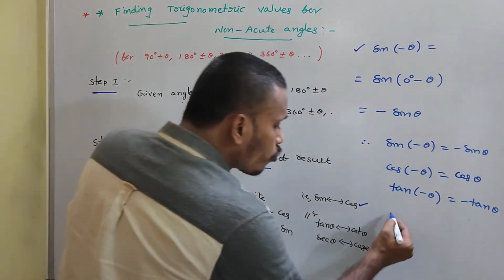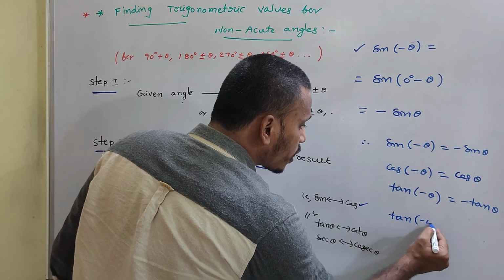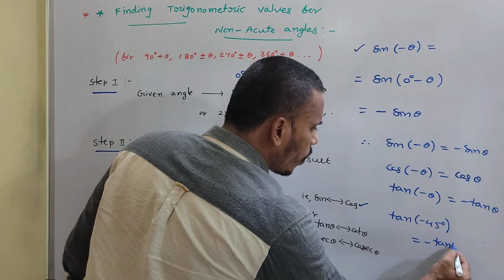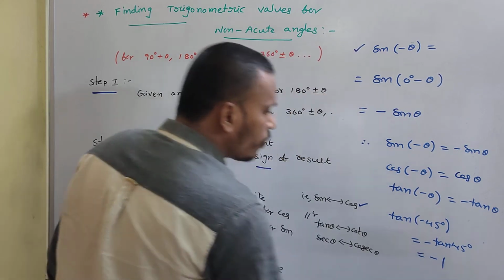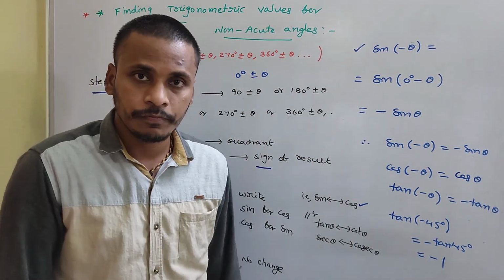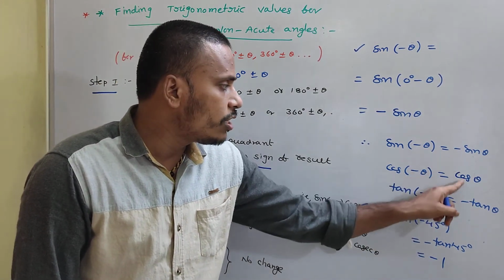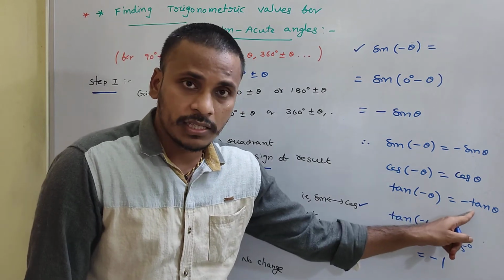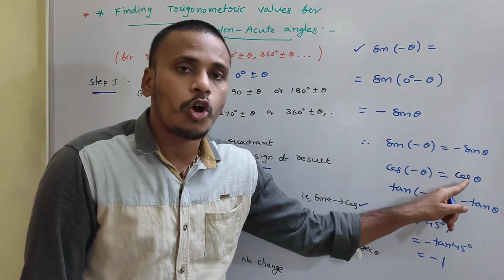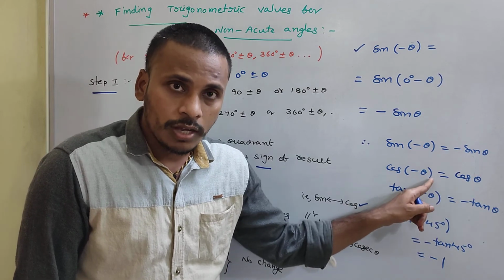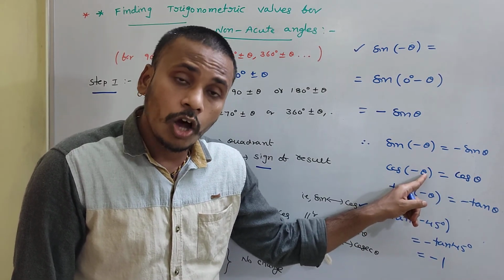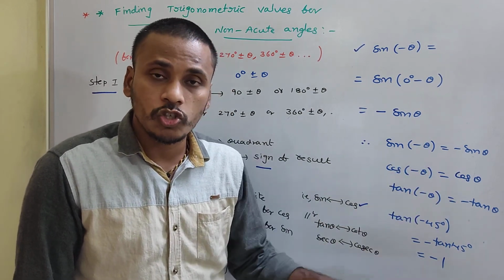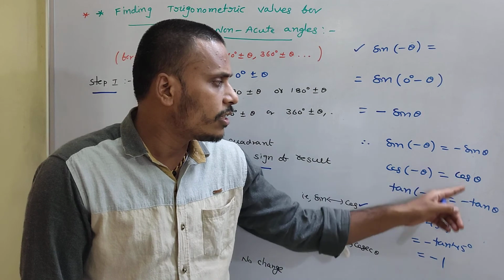So if anybody asks you the value of tan of minus 45 degrees, in just 1 second you say it is minus tan 45, which is minus 1, and there ends your answer. So for negative angles, you need to use these relations. Sine of minus theta is minus sine theta, tan of minus theta is minus tan theta, but cos of minus theta is directly cos theta. So for cos and secant, minus theta gives you only plus. Whereas for the remaining four, sine, tan, cosecant and cot, you will get these minus signs.